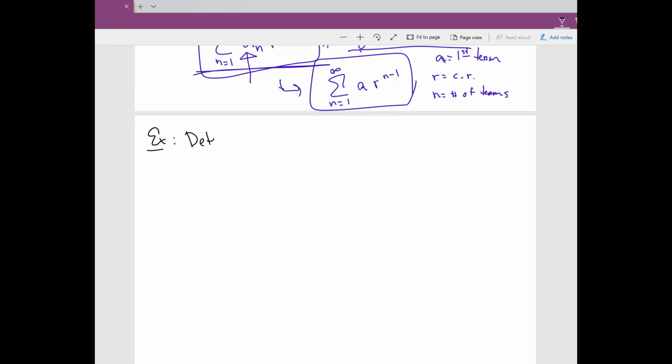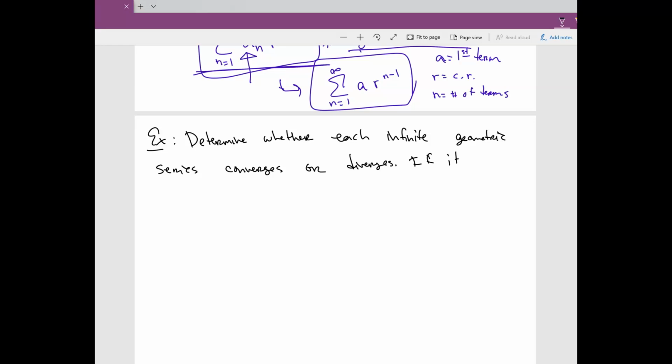Okay, so let's do an example using geometric series. Determine whether each infinite geometric series converges or diverges. And then if it converges, then what we want to do is find the sum. So let's start with part A.